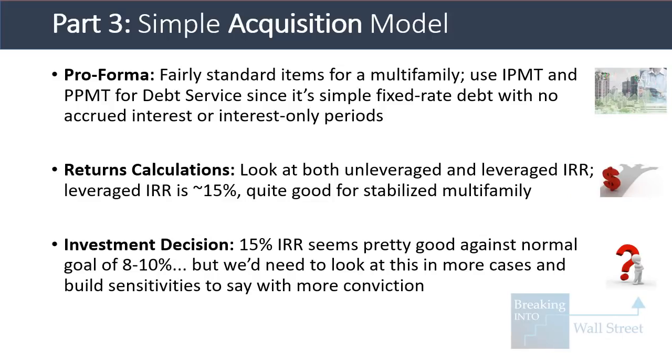It depends on the returns that we're targeting and what this looks like in different cases. A 15% IRR is pretty good because the normal goal for a stabilized property like this might be 6%, 8%, 10%, something in that range. But we've only looked at this in one case. We want to test the numbers and stress test this a little bit more, see what it looks like in a downside case, an upside case, build some sensitivities, and look at what happens when rent rises more quickly and more slowly than expected. And then we could make a decision here with more conviction. So that's an acquisition model.